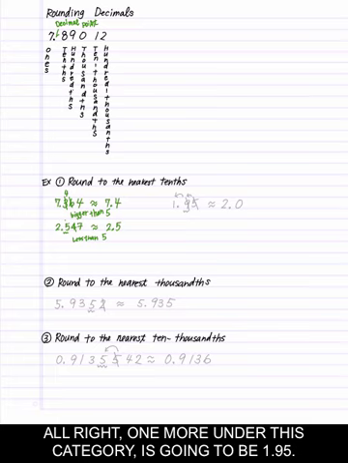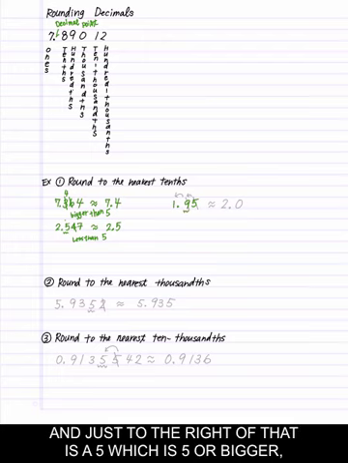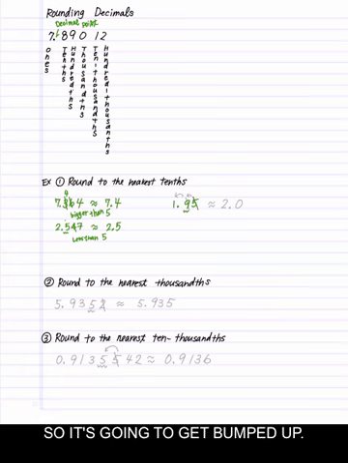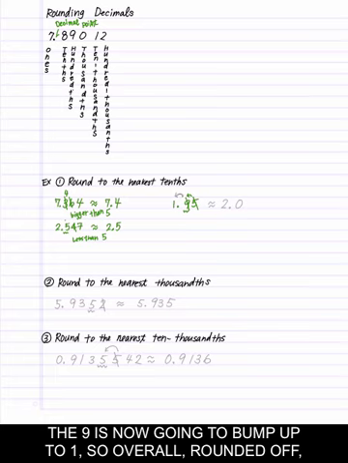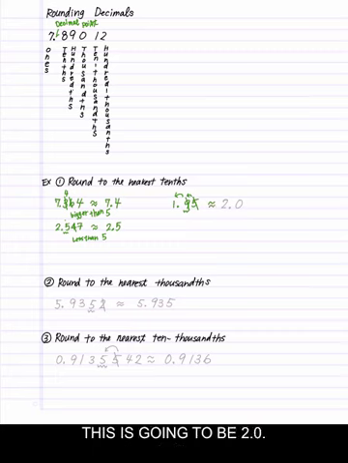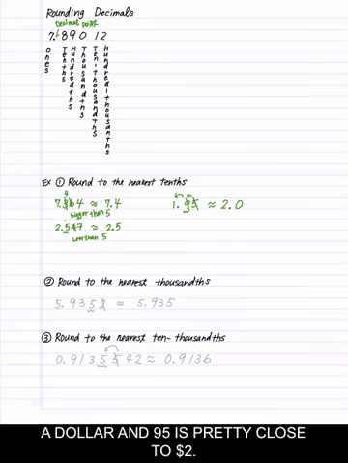All right, one more under this category is going to be 1.95. Now, the number that's in the tenths spot is the 9. And just to the right of that is a 5, which is 5 or bigger, so it's going to get bumped up. The problem is when it bumps up the 9, the 9 is now going to bump up the 1. So overall, rounded off, this is going to be 2.0. And you can see 1.95, even if that was money, $1.95 is pretty close to $2.